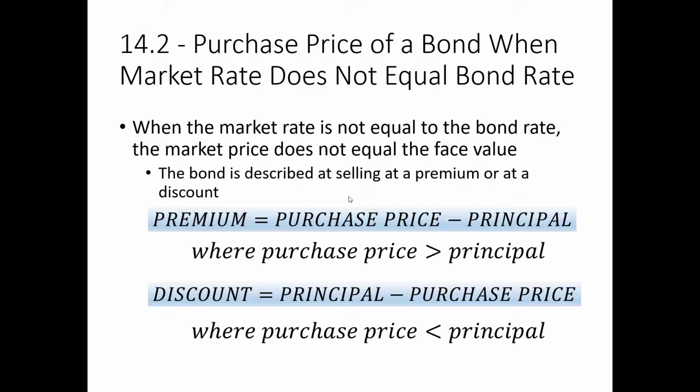Whatever. Okay, so we have premiums, we have discounts, and they're essentially just the differential between the purchase price and the principal. Okay, if the purchase price is higher, you have a premium. If the purchase price is lower, the bond is trading at a discount. Okay. How much it's at a premium or discount? Just take the difference between the principal and the purchase price. So not complicated, but there's a lot of little details to keep track of in this particular bond unit.